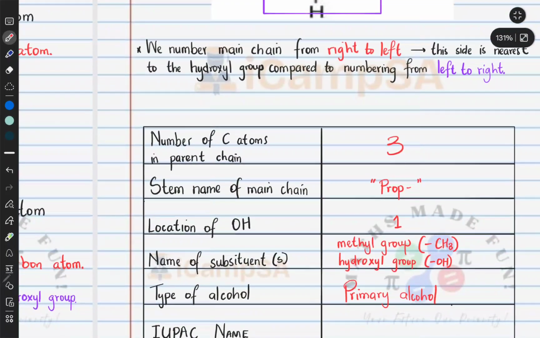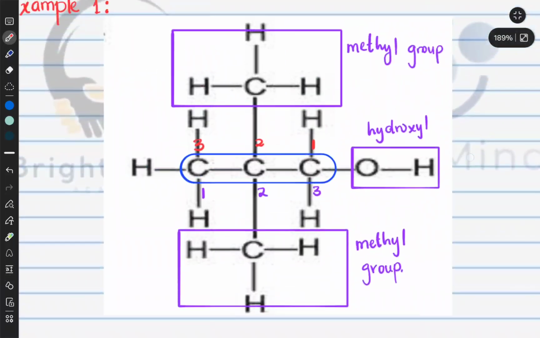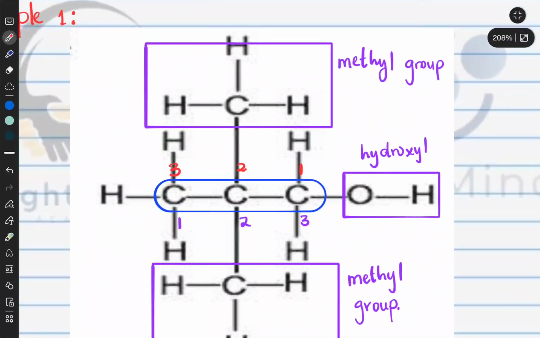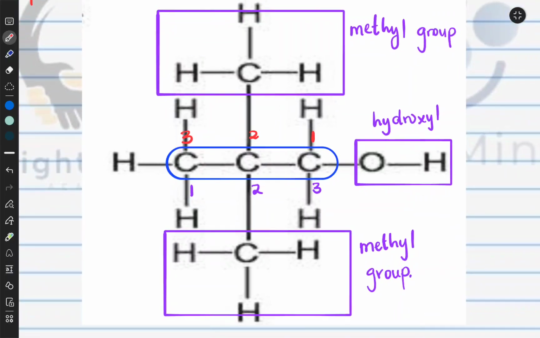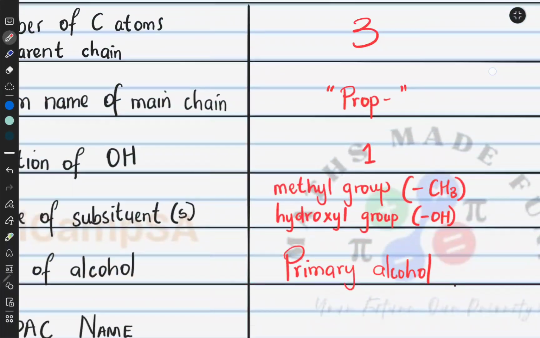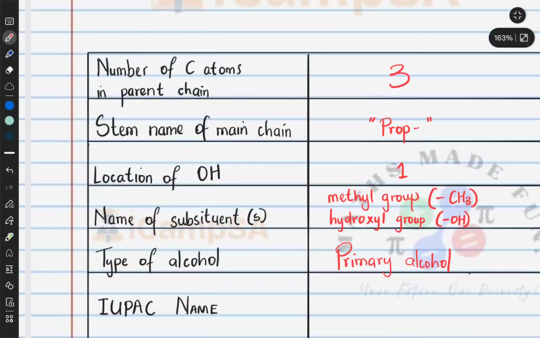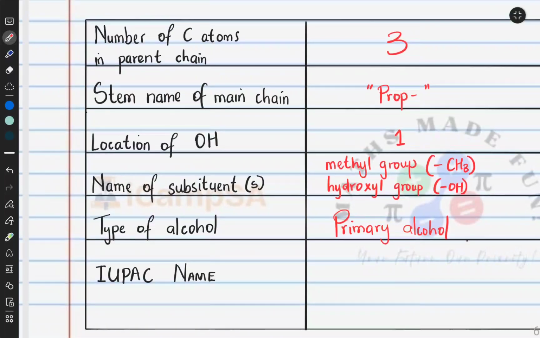And then we also have to note the positions or the locations of the methyl groups, because we already know the location of the hydroxyl. Now, what about the methyl groups though? The methyl groups are in position 2, or in the second carbon atom along the parent chain or main chain. All right, so we didn't add that row here, but we have to keep that in mind. So now, what is the IUPAC name?